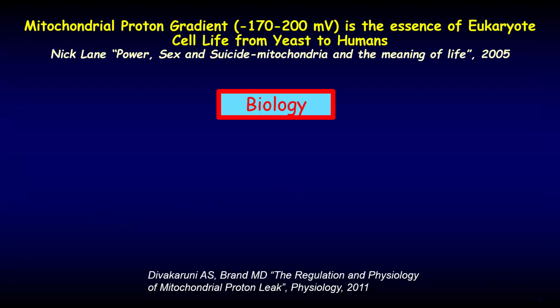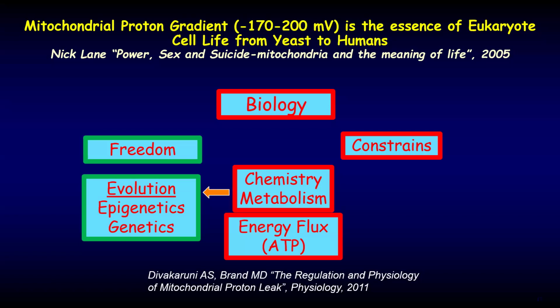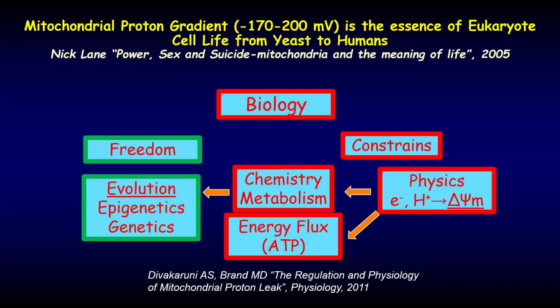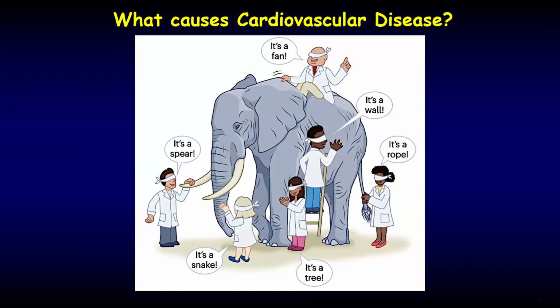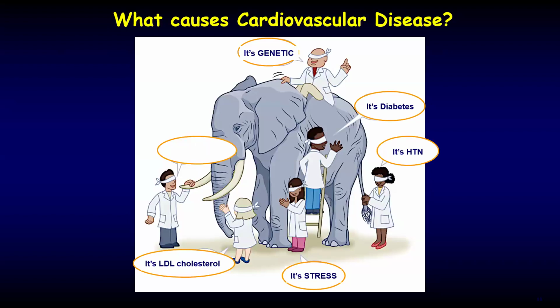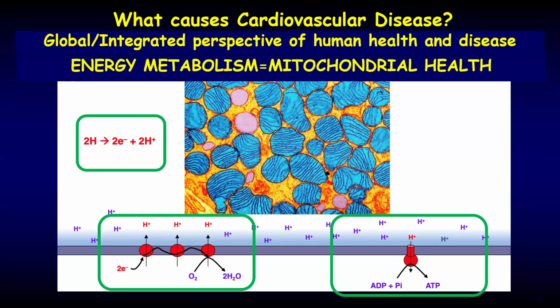And biology has evolved based on our exposure to the environment, but it is constrained and limited by chemistry, metabolism, energy flux, and ultimately physics, the ability to maintain this proton gradient. So when we study diseases, or we say we're going to study this organ or that organ, we have different biases and approaches from one organ to another, this piecemeal approach, and then we tell you the risk factors: cardiovascular disease, genetics, diabetes, hypertension, or cholesterol. But in reality, everything depends on this little proton gradient, whether it's maintained or not.